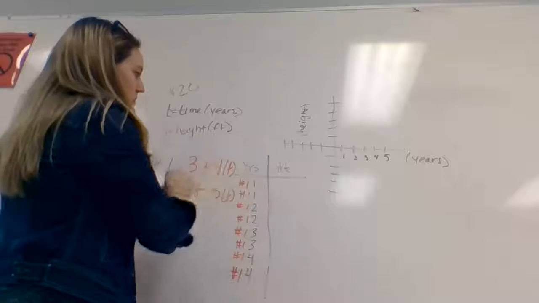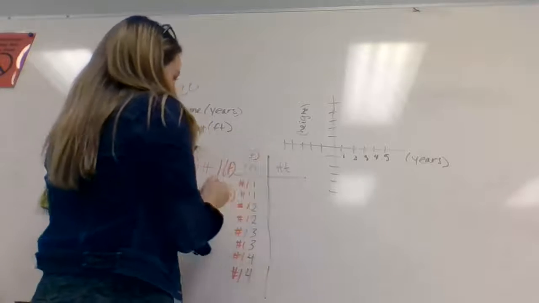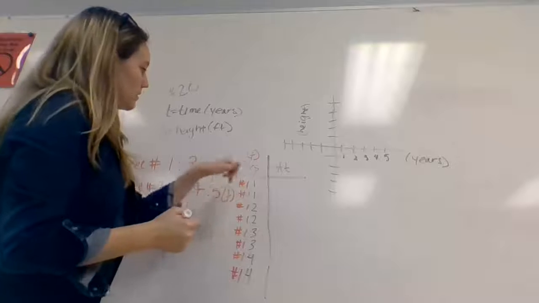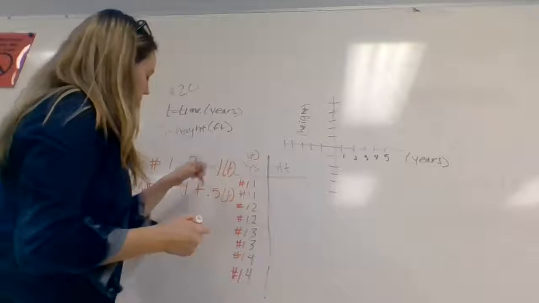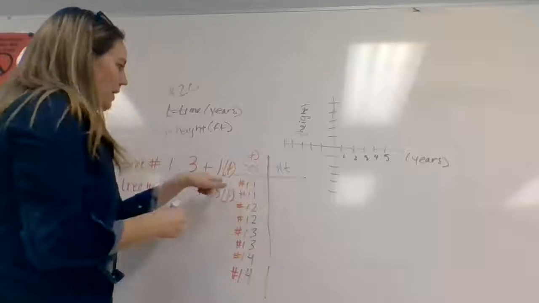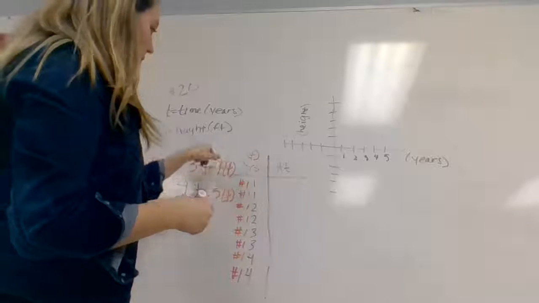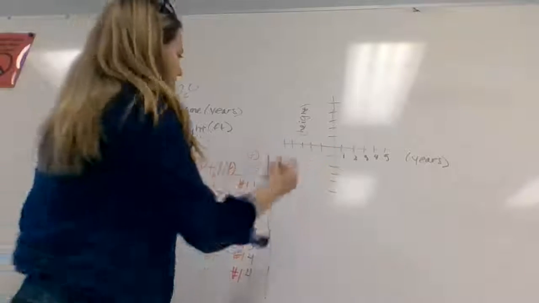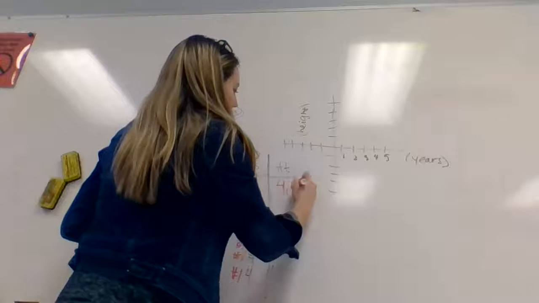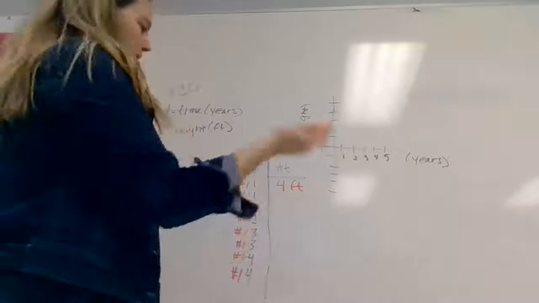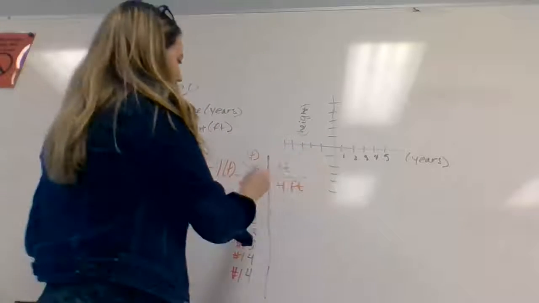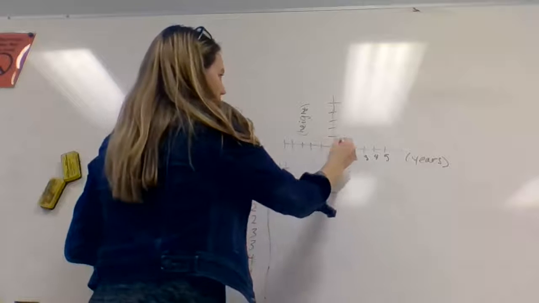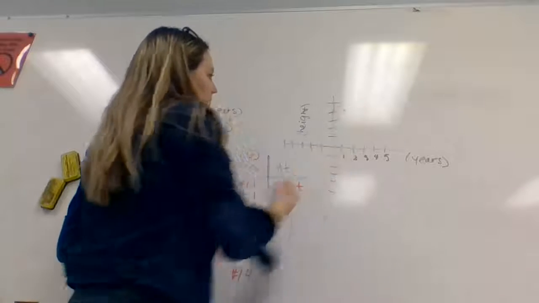So for your years, or the T, you're going to plug in 1 year to figure out how tall it'll be. And then you'll plug in 2. I'm going to start with tree number 1. If I plug in 1 here, 1 times 1 is 1 plus 3 gives me 4 feet. I'm going to use orange to represent tree number 1. So I know at 1 year, it's going to be 4 feet tall.